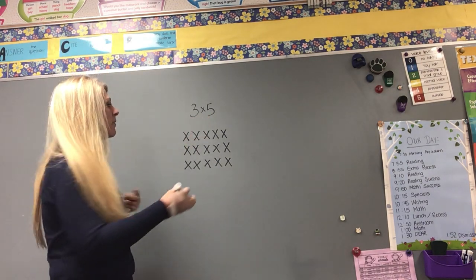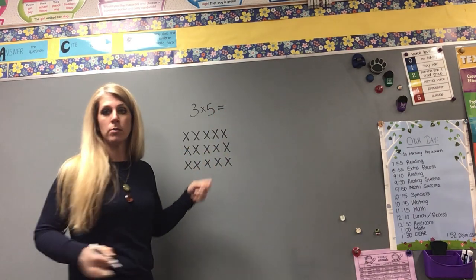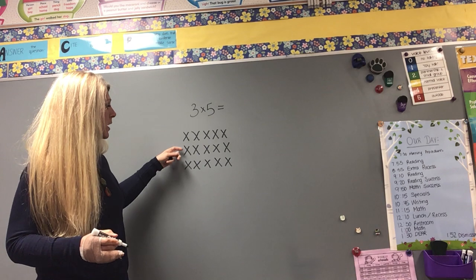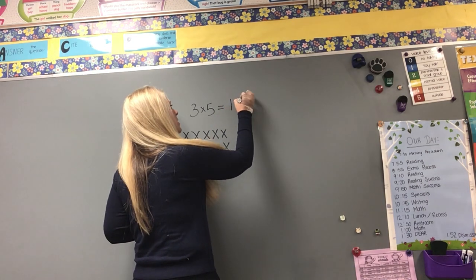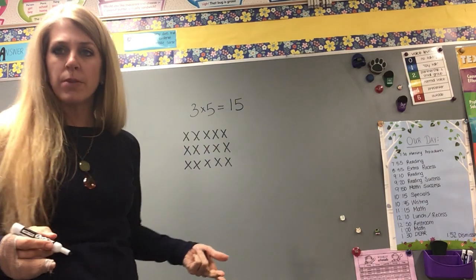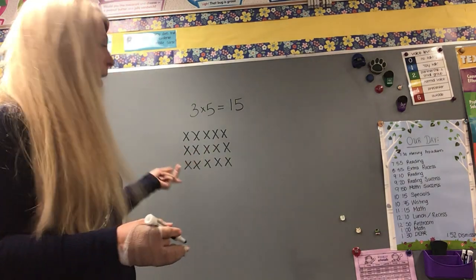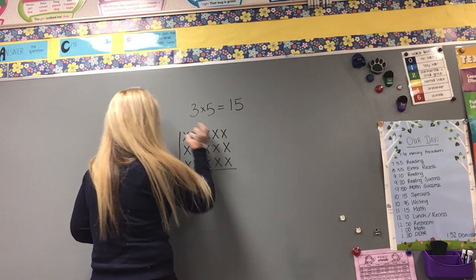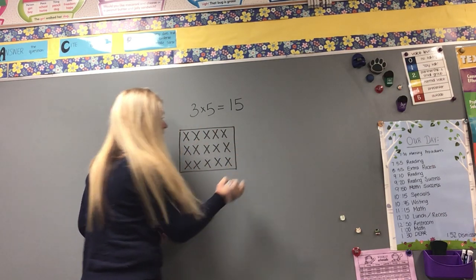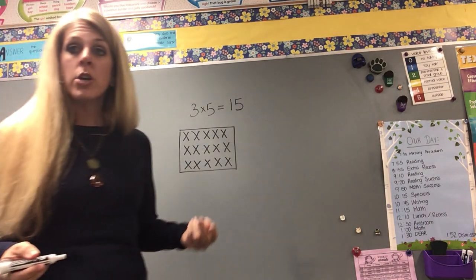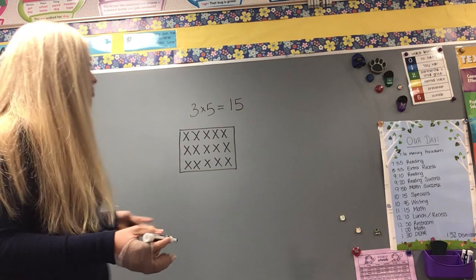3 times 5, and of course we could finish that number model. We could say 3 times 5 is 5, 10, 15. We would know that it's 15, okay? But what I want to work with today is this shape that we made in the array. We made a rectangle, right? If I were to box this in, I could see very clearly that I have made the shape of a rectangle.